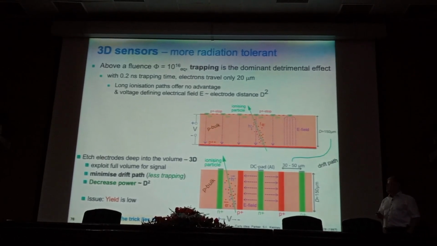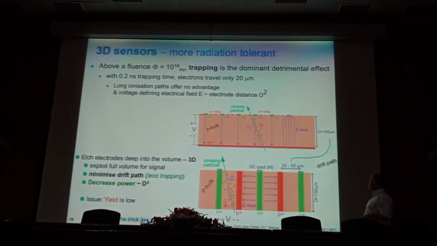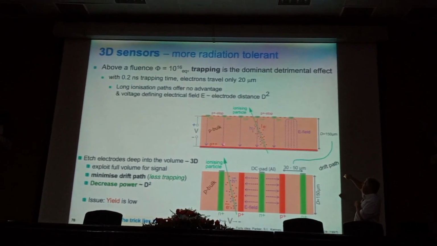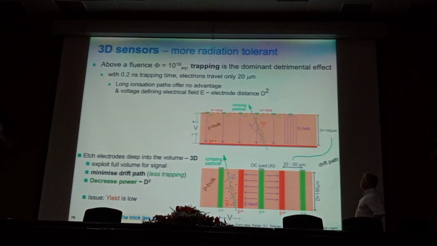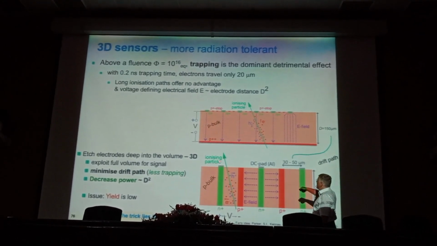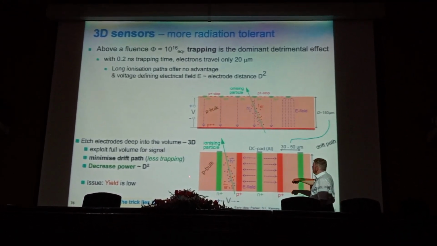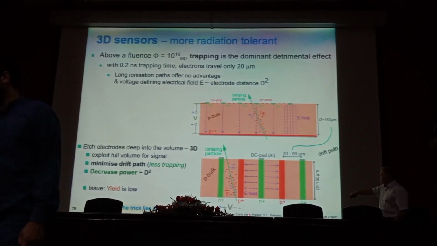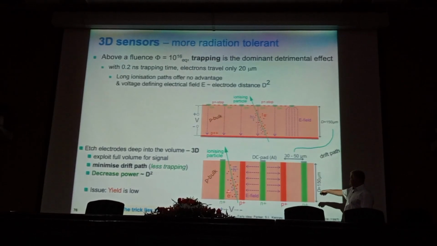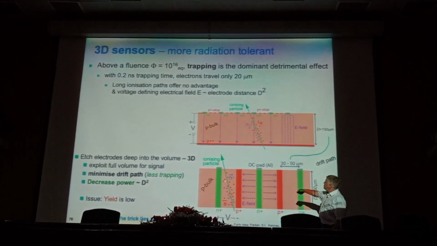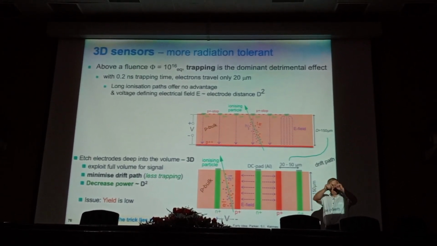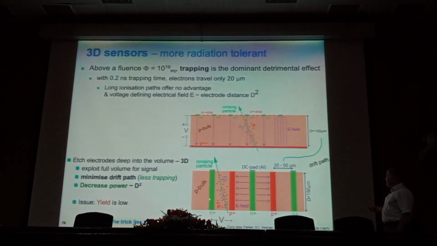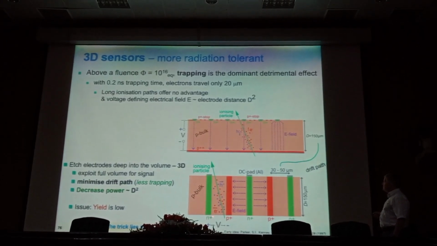So what do I do now? I go away from this so-called planar concept, and I drill from here. I don't drill, I etch. I etch columns all the way through the detector. That means I still have the full bulk volume, the full 150 micrometers. The particle ionizes all along here, but now these electrons and holes don't have to travel up, they just travel horizontally to the columns. That means I can really use the full signal.